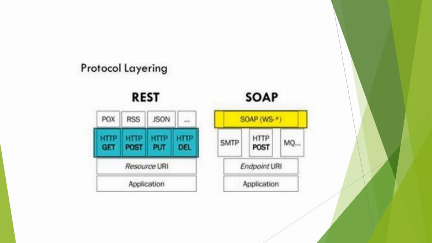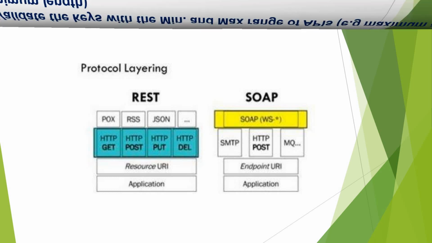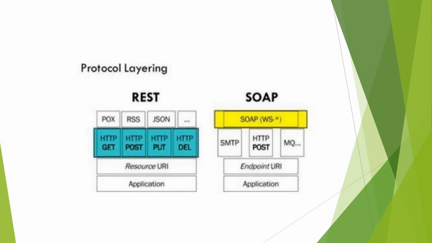Then protocol layering, how it is in REST or SOAP. And also you should be knowing who uses REST. I think Twitter API, LinkedIn API, Slack API, and many more. SOAP uses WSDL, which is an XML format for describing network services as a set of endpoints operating on messages containing either document oriented or procedure oriented information.